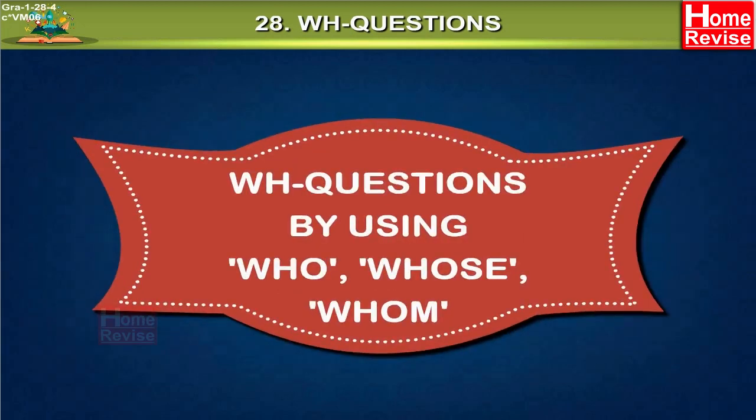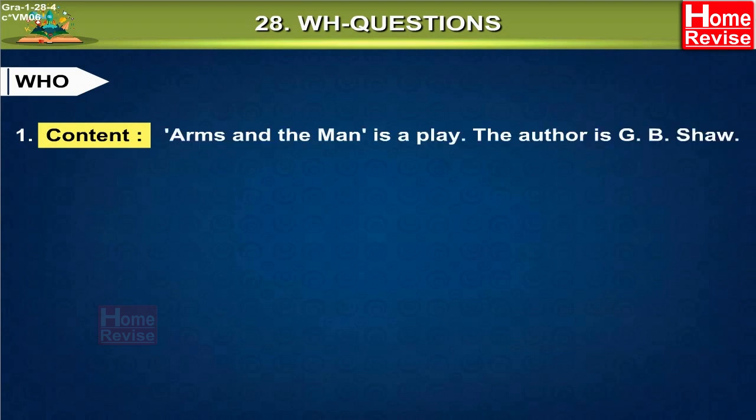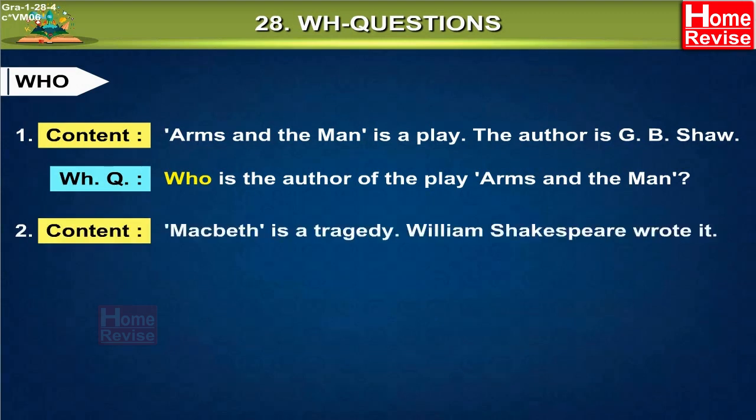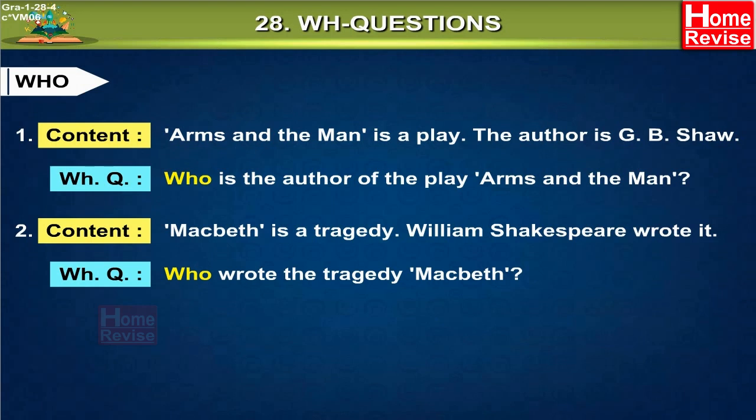WH questions by using who, whose, whom. 1. Content: Arms and the Man is a play. The author is G.B. Shaw. WH question: Who is the author of the play Arms and the Man? 2. Content: Macbeth is a tragedy. William Shakespeare wrote it. WH question: Who wrote the tragedy Macbeth?